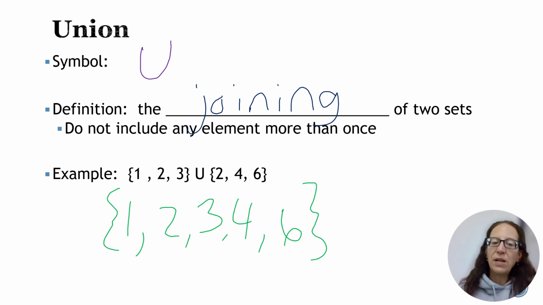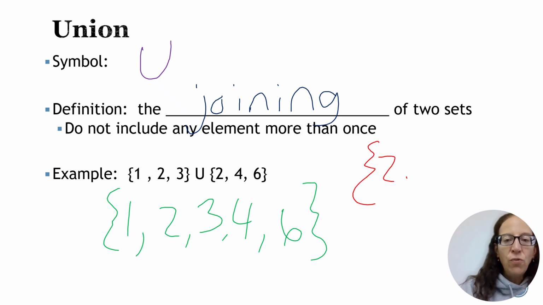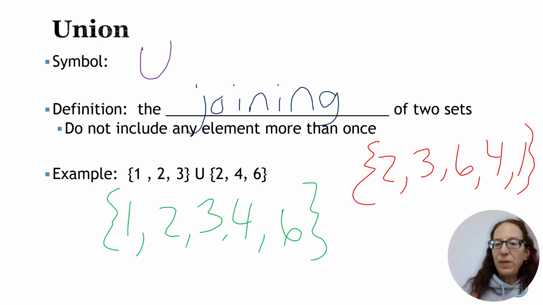What I usually recommend doing is list everything in the first set first, because you know that's going to be in there, and then go through the second set and just pull the stuff that's not duplicated. So you just kind of jump over the stuff that is duplicated. The order that you write stuff in your set notation actually doesn't matter. So if you were to do this problem on your own and you did 2, 3, 6, 4, 1, that would also be correct.